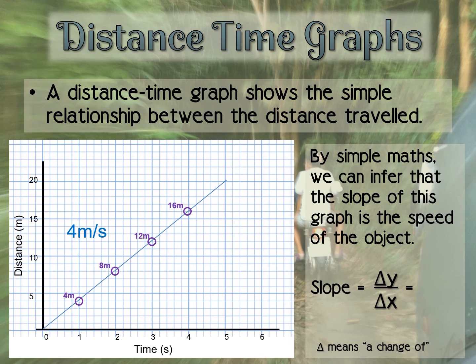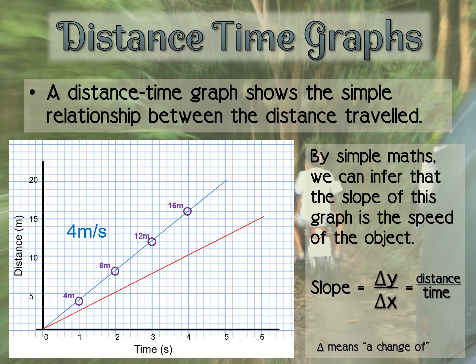But remember, on this graph x is the time taken and y is the distance traveled. So that means the gradient is the change in distance divided by the change in time, which is exactly the same as our speed equation. So the gradient of a distance time graph is the speed of the object. If the line is straight, the speed is constant. And if it's not straight, then, well, it gets more complicated, and we won't be looking at that today.